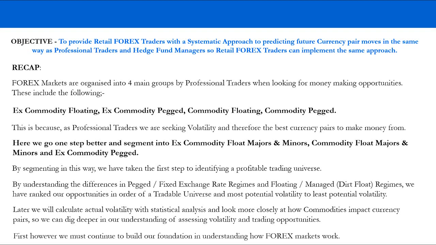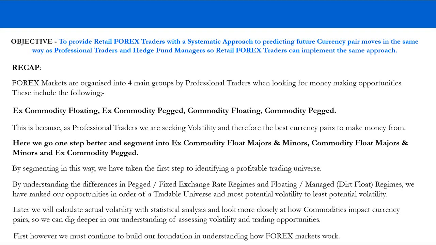And we got to the point where we defined our currencies as X commodity floating, X commodity pegged, commodity floating, and commodity pegged. And that's because as professional traders, we're seeking the volatility and the best currency pairs to make money from. But we've gone one step better now. We've started to segment the currency pairs into more distinct definitions.